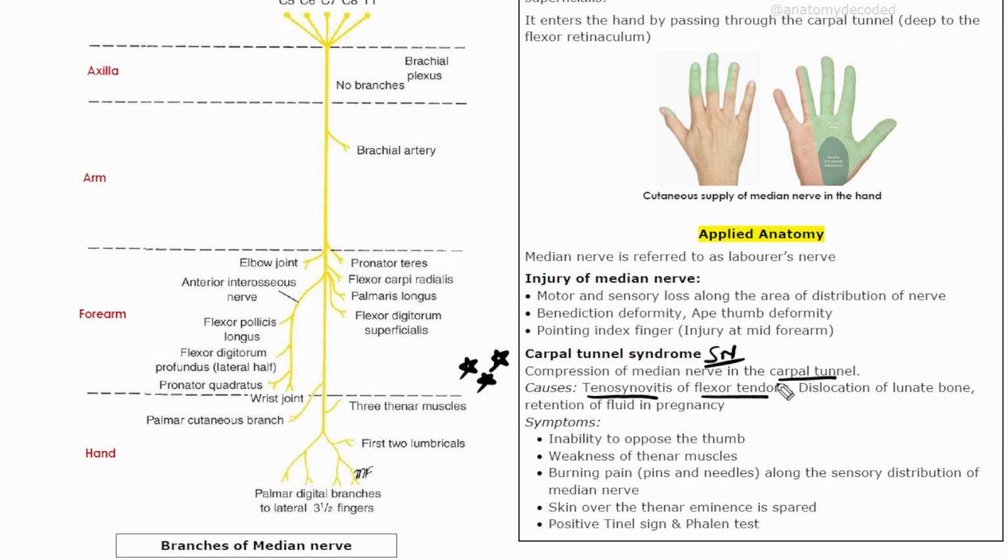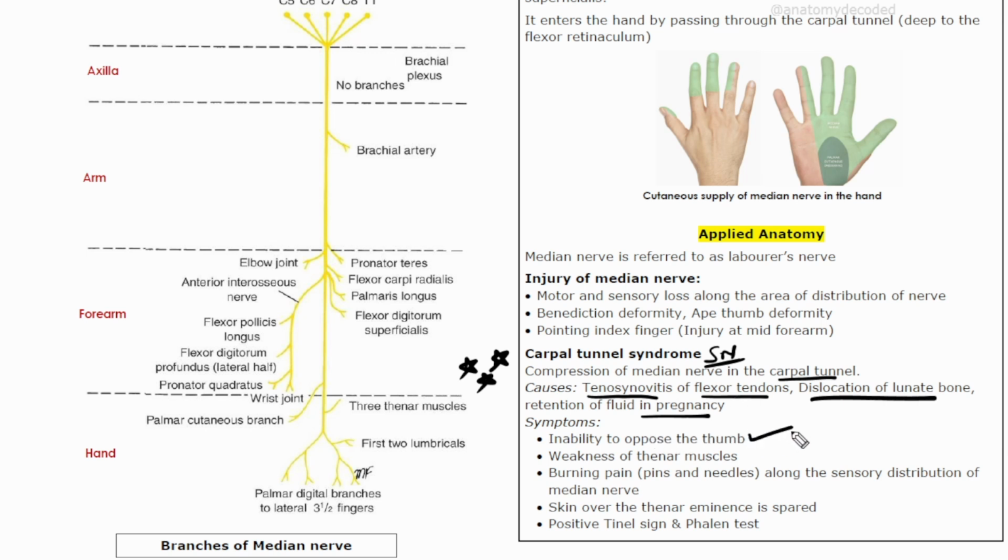Tenosynovitis of the flexor tendons. Okay. Many flexor tendons pass through the carpal tunnel. Infection of that can compress the median nerve. Dislocation of the lunate bone can compress the median nerve. If there is retention of fluid, usually occurs in pregnancy. Retention of fluid in the region of carpal tunnel that can compress the median nerve. Okay, basically the median nerve gets compressed and there are some symptoms.